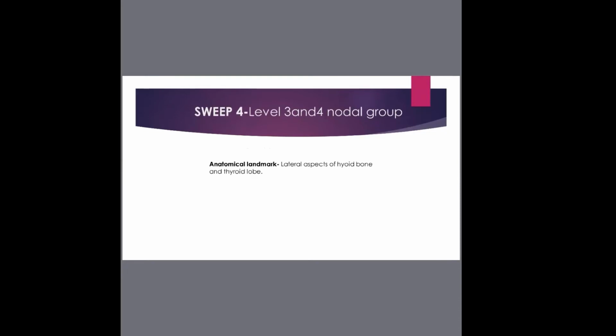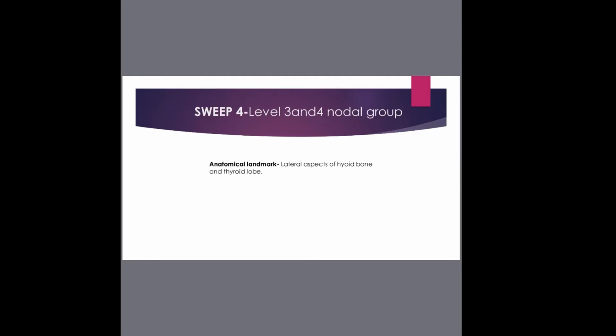Now, level 2, you've got the submandibular gland. As the name implies, submandibular, below the mandible. So all the lymph nodes from the submandibular gland laterally is level 2. Then level 4, you've got the thyroid. All the lymph nodes lateral to the thyroid gland are level 4.